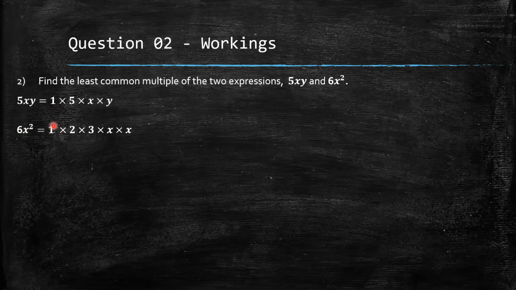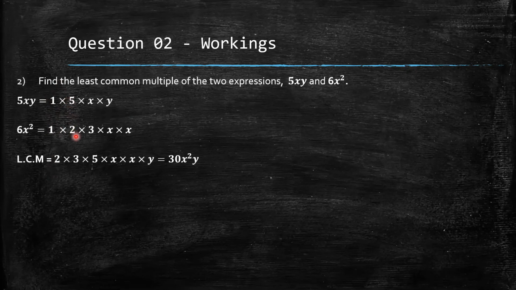So how to find the least common multiple? You need to take the highest power of each factor. Now let's take 1 here. 1 is my first factor. The highest power of 1 is 1. Here it is 1, and in the second expression it is 1. So out of the two expressions, the highest power of 1 is 1. So I took 1 here.